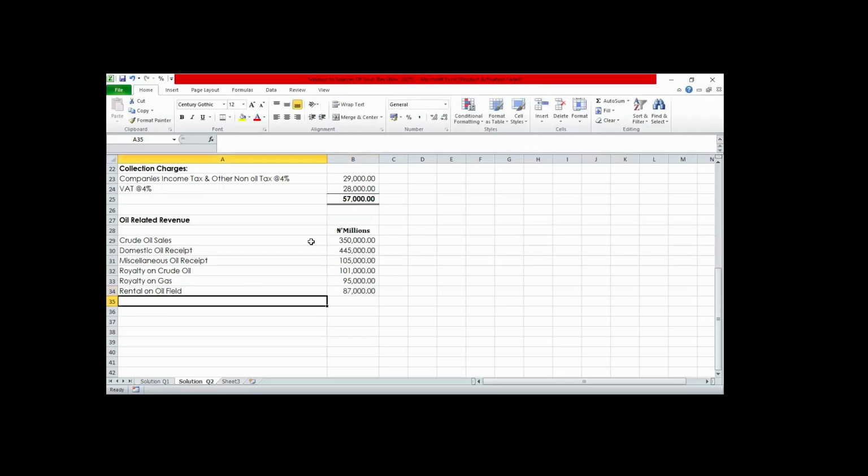The next one, gas flare penalty. How much? 77,000. The next one, petroleum profits tax.